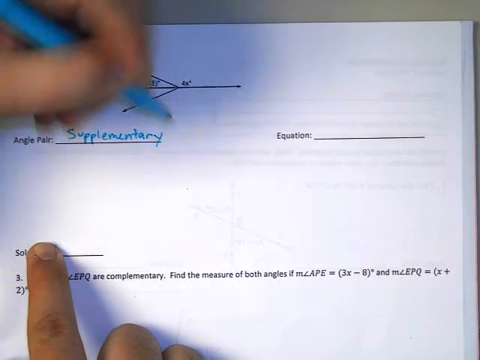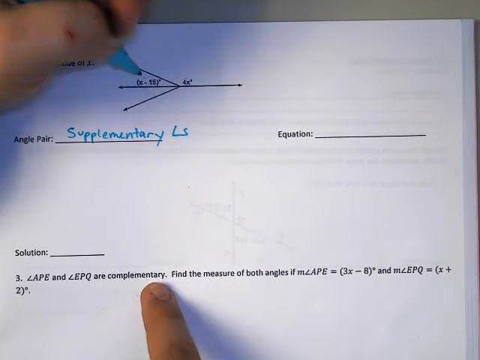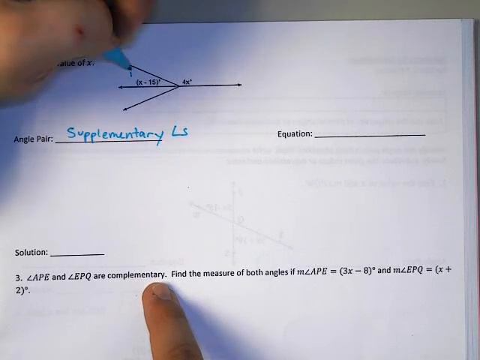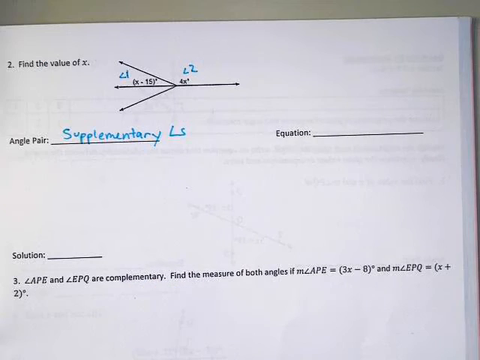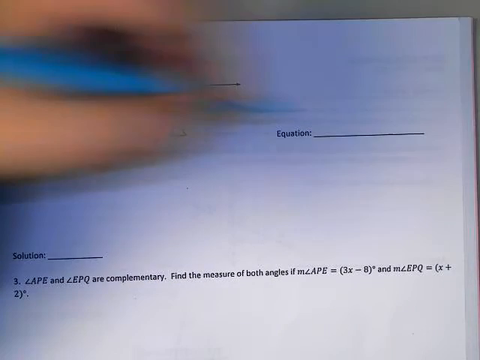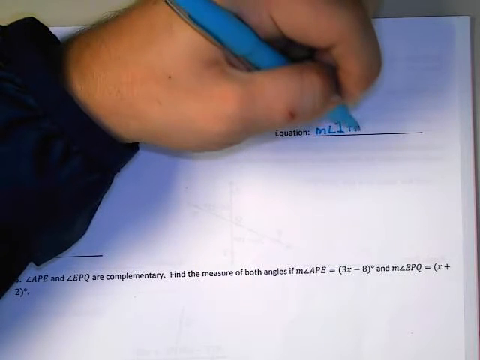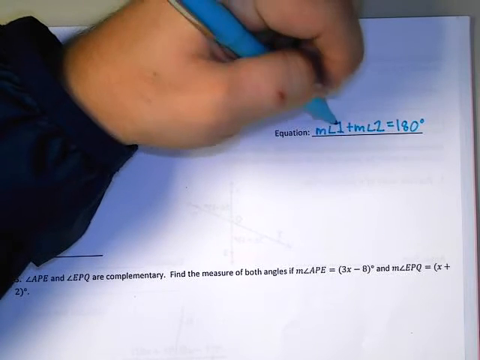We have supplementary angles. And so now what I'm kind of trying to get at here is I want to say something about this little angle and this big angle. I'm just going to call it angle 1 and angle 2. Because now when I come over to my equation, I can write measure of angle 1 plus measure of angle 2, and that has to equal the 180 degrees. Sorry guys, that's a 1.